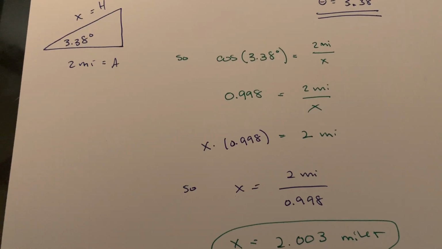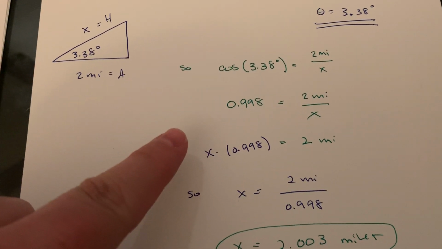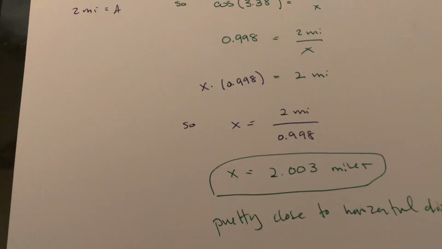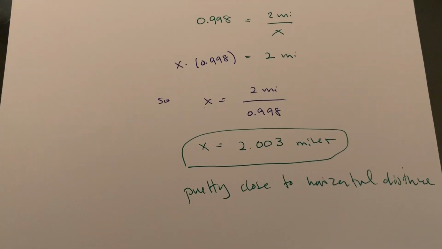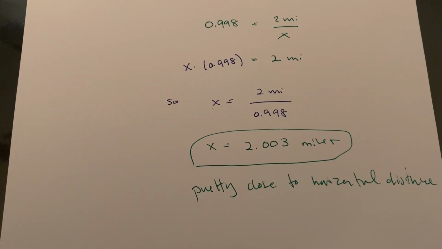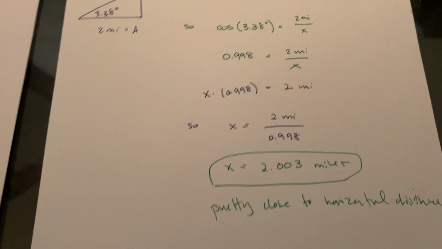A little cross multiply to get to this x. The x is on the bottom, so I have to bring this over and then divide by the 0.998. That's going to get me just a little bit of a longer value. In this case, 2.003 miles. Again, measuring in miles, these numbers are pretty close together. If we did feet, you'd see a little more of a difference here.